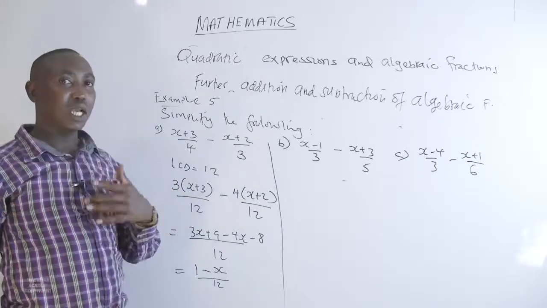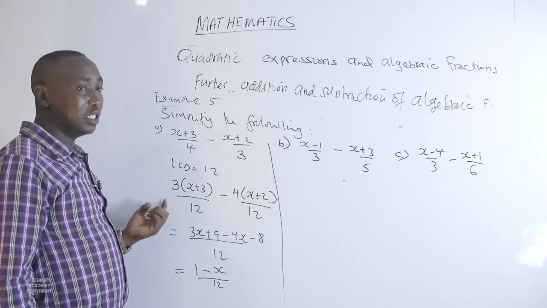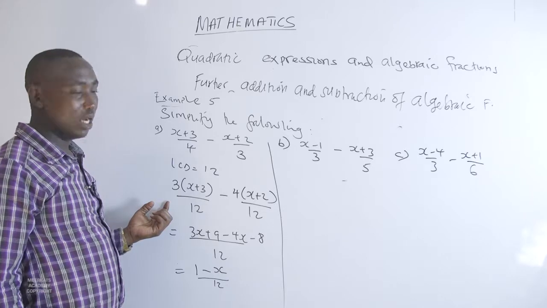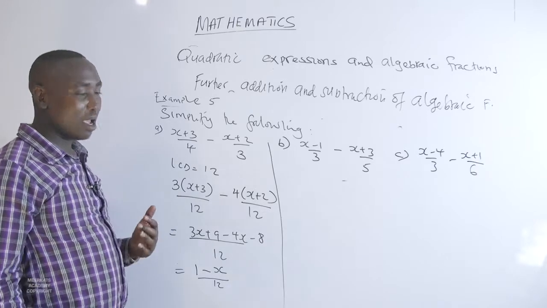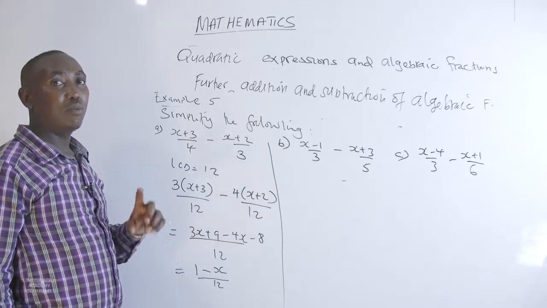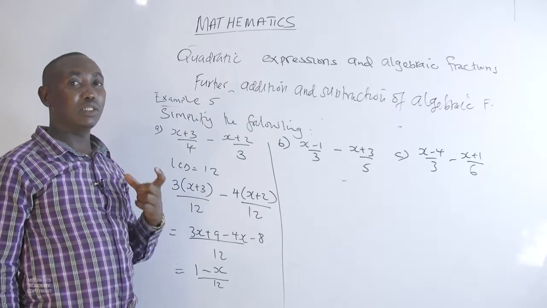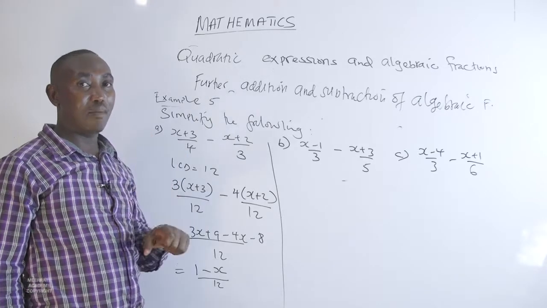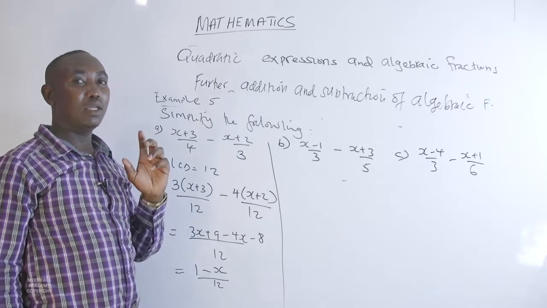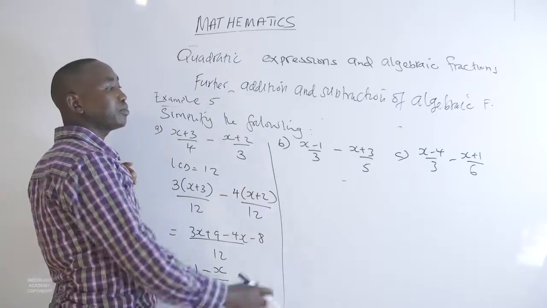Understand that the procedures are quite simple. Look for the LCD. Rewrite each of the fractions using the new denominator, then open up the bracket. When you're opening up the bracket, recall that whenever you multiply different signs, the result is a negative number, and whenever you multiply two negative numbers, the result is a positive number.